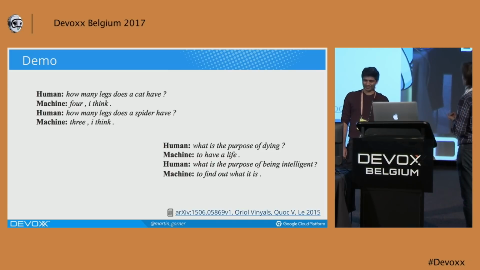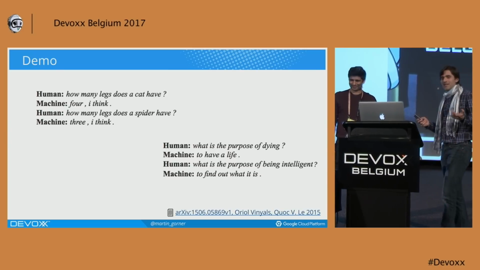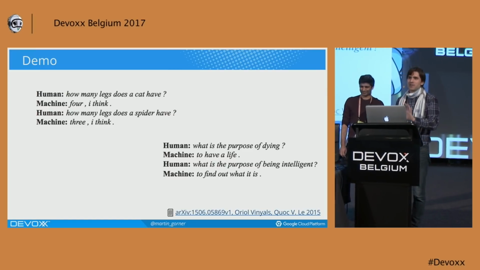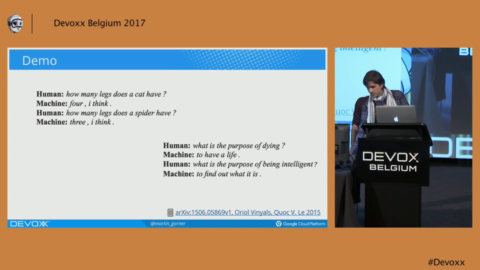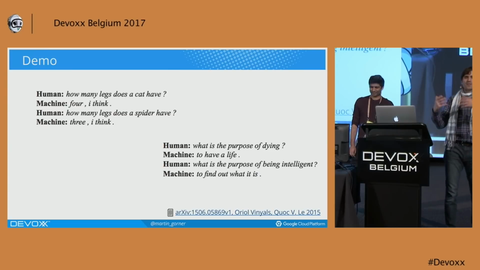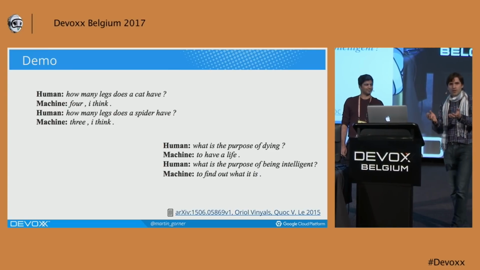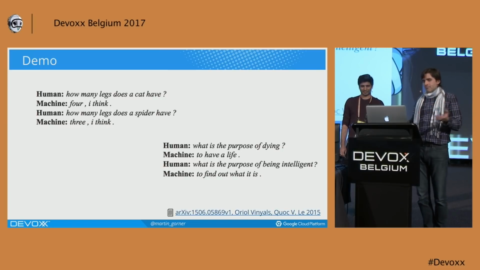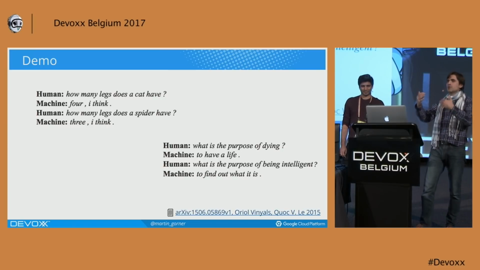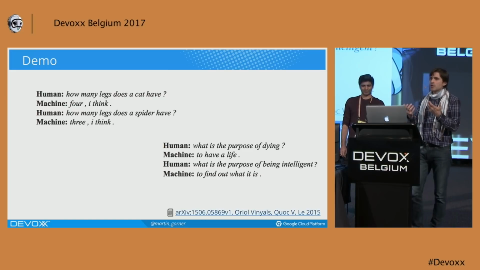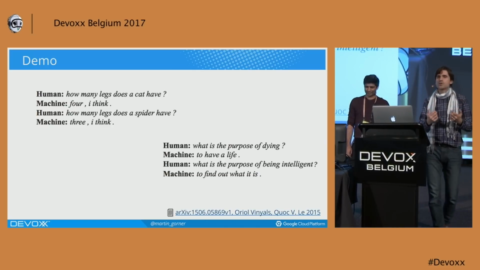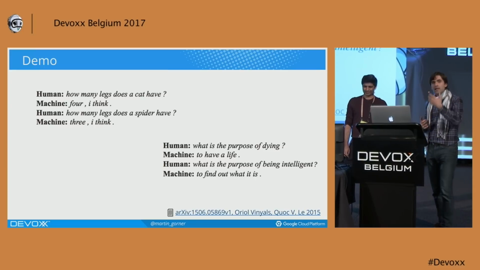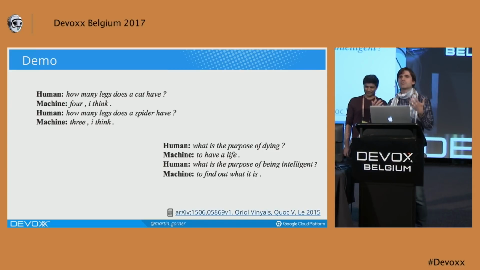And when asked what is the purpose of dying, it says to have a life. Kind of interesting. What is the purpose of being intelligent? To find out what it is. These are certainly cherry-picked examples, but what I find exciting here is that it's for the first time, you see here an interaction with a neural network that produces, well, not completely a human-level type of interaction, but an interaction that shows that it has some knowledge embedded in it, and it is able to express this knowledge in response to meaningful questions. And this knowledge is entirely contained in the weights of the neural network.